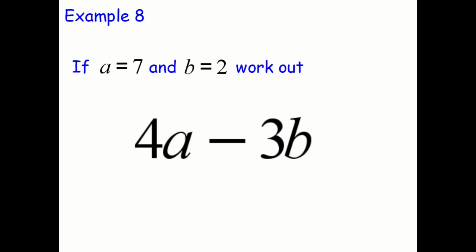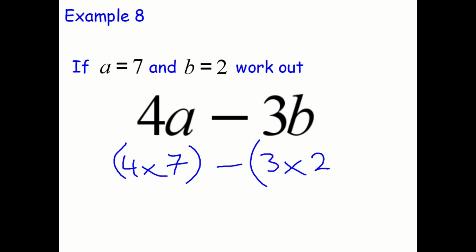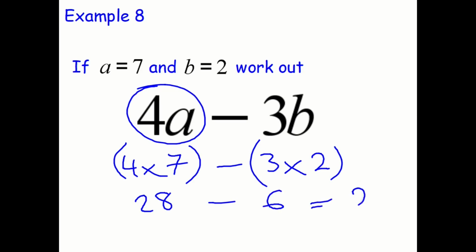Example 8, if a equals 7 and b equals 2, work out 4a minus 3b. So I'm going to do 4 multiplied by a, which is 7, take away 3 multiplied by 2. Do think about it in terms of brackets, because this is kind of like you're doing this as a unit. So 4 multiplied by 7, that's why I've put it into brackets there. So 4 multiplied by 7 is 28, and then I'm subtracting 3 lots of my b, which is 3 lots of 2, so subtracting 6, which leaves me with my answer of 22.